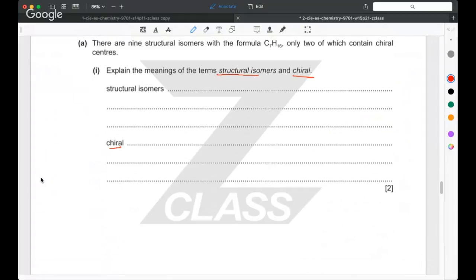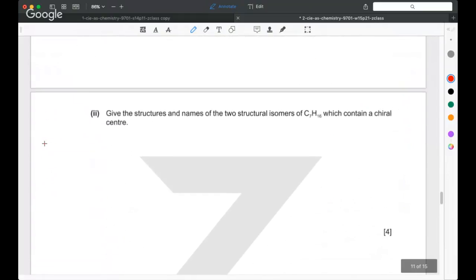Good. Seem to be getting some extra menus here. Let's get rid of those. And there we go.